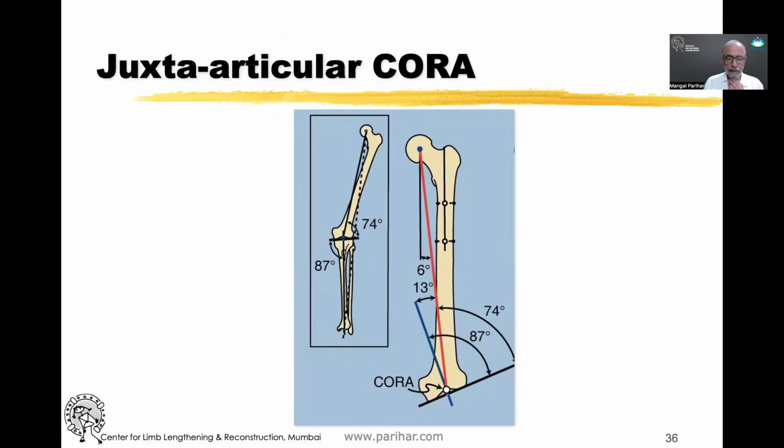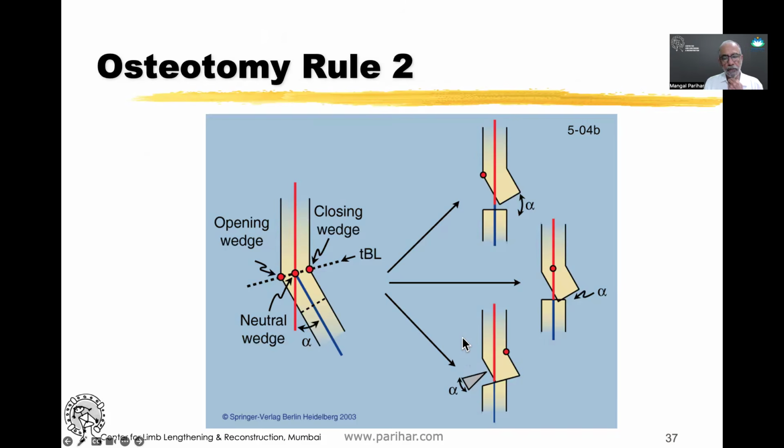In that case, though the CORA is low down, you obviously can't do the osteotomy over here, and the osteotomy has to go at a higher level, right? So when the osteotomy level is different from the CORA, to get the axes aligned, there will be some translation at the osteotomy or the fracture site. Since we are correcting the deformity, it would be the osteotomy site.